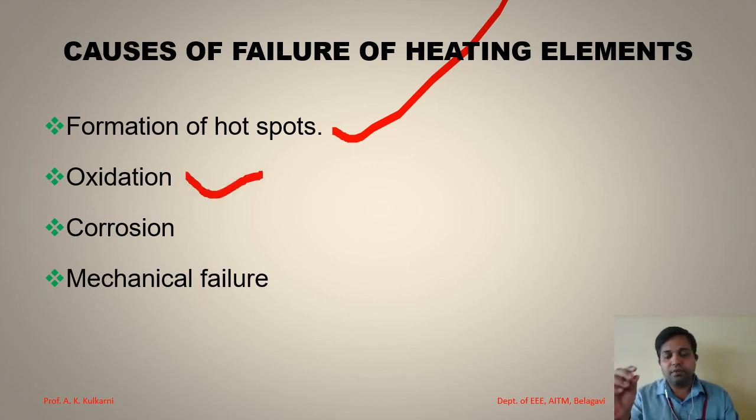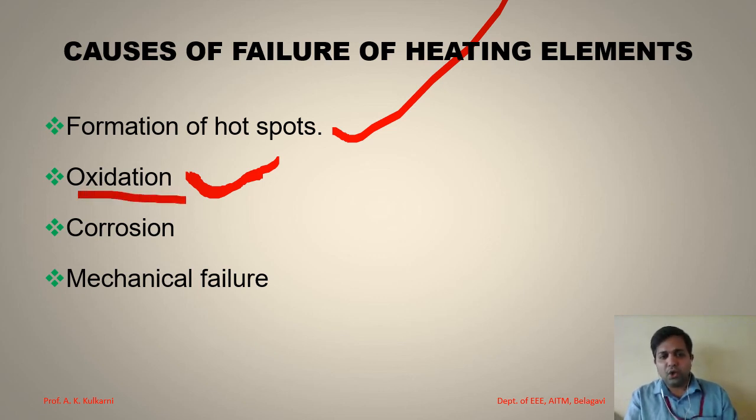Oxidation. If some moisture is present on top of the heating element, what will happen? There are chances of a short circuit. Once oxidation is created on the heating element, we are going to have a short circuit there. This kind of oxidation will cause failure in our heating element.